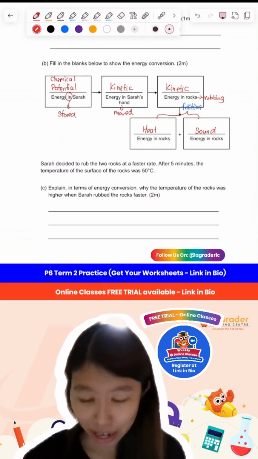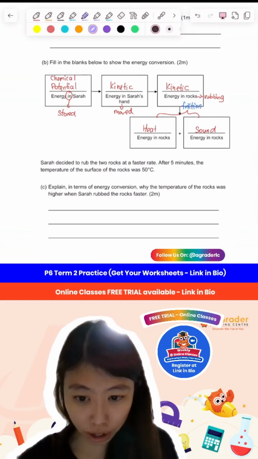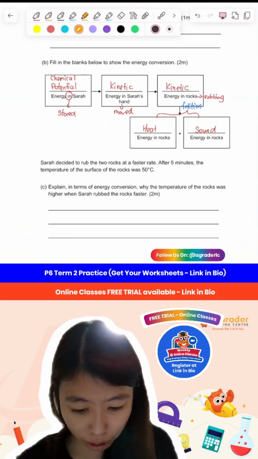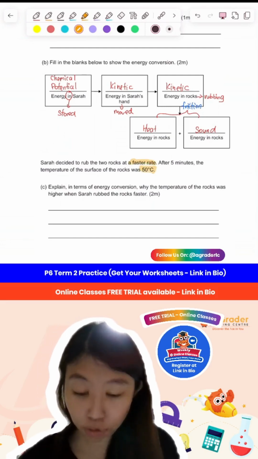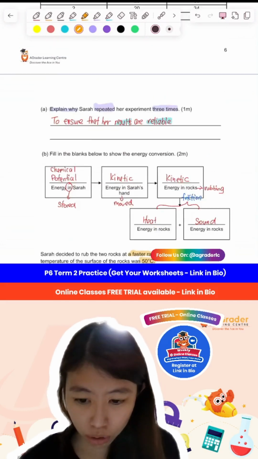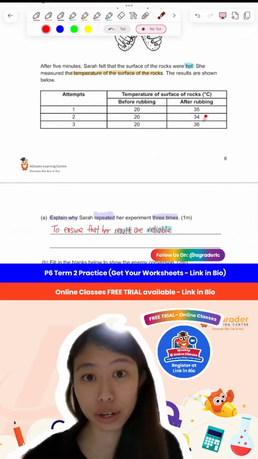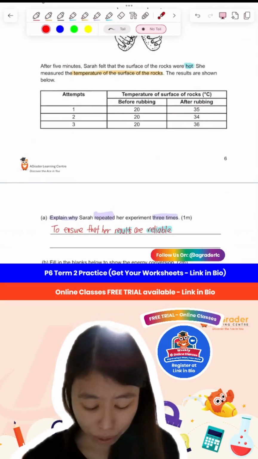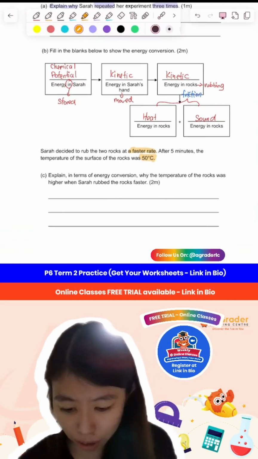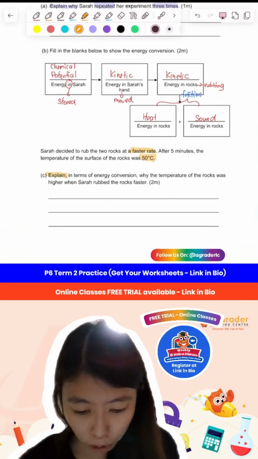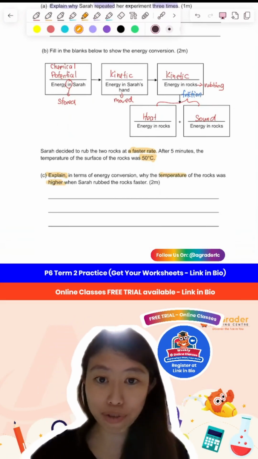So very good. Now Sarah decided to rub two rocks at a faster rate. Okay, so now it's faster. After 5 minutes, the temperature now was 50 degrees Celsius. So if you look carefully, initially it hovers around 30 something, right? So now it is 50. Okay, so explain in terms of energy conversion why the temperature now is higher when Sarah rubbed the rocks faster.